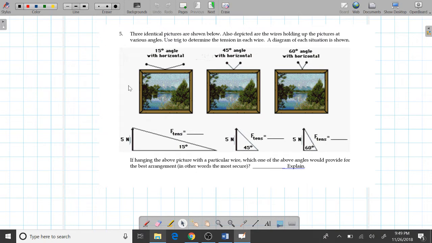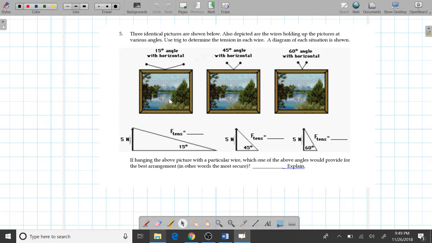Okay, so here's what I'm going to do, you guys. I'm gonna do this first one for you, where I solve for the tension in this wire acting on this picture frame, and I want you to do this one and this one on your own, using the example from the first one.